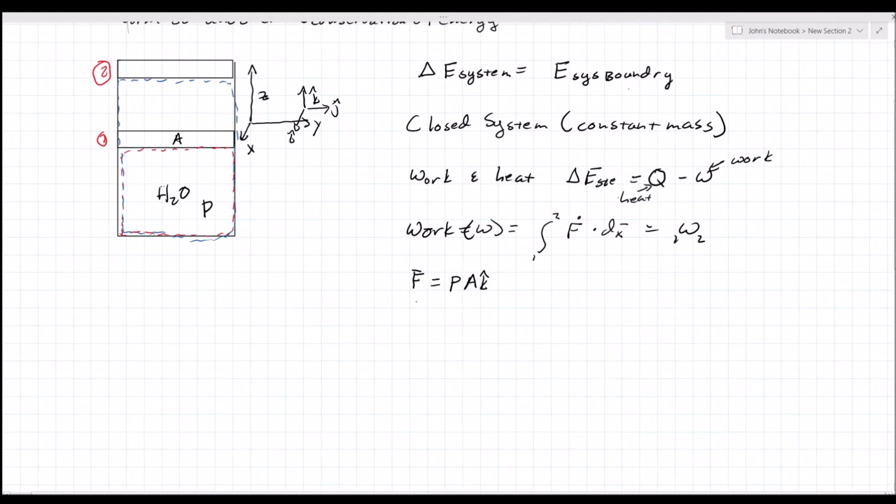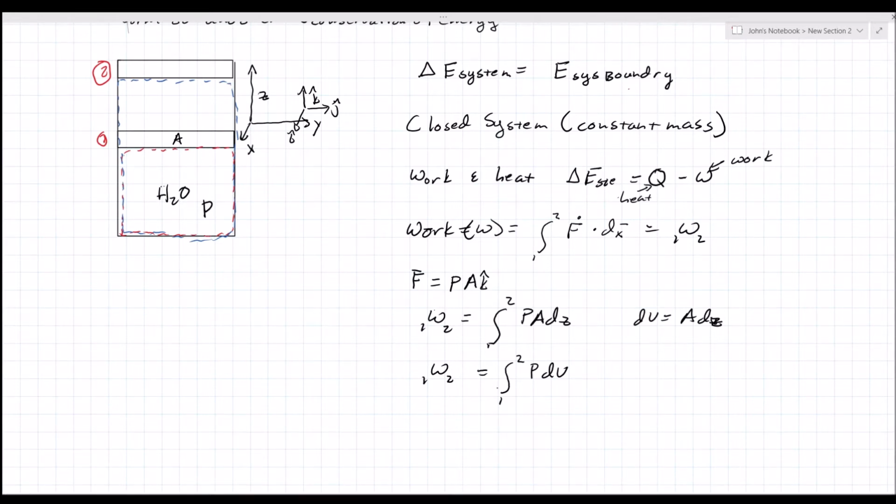Well, plug that in. I have work from 1 to 2 is equal to the integral from state point 1 to state point 2 of pressure times area times dz, because remember, I'm pushing the piston up. I classify that as the z direction. Well, if you notice, dV is equal to an area times an incremental change in height. So you get work from state point 1 to state point 2 is equal to the integral from 1 to 2 of P dV.